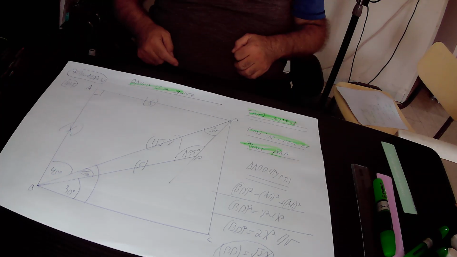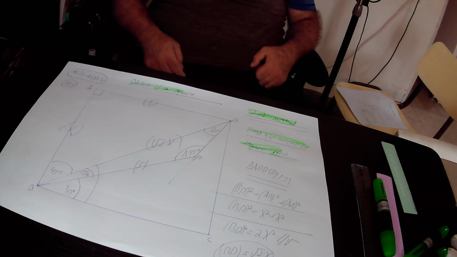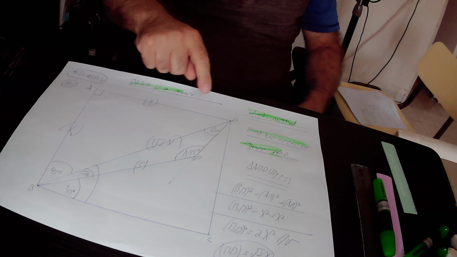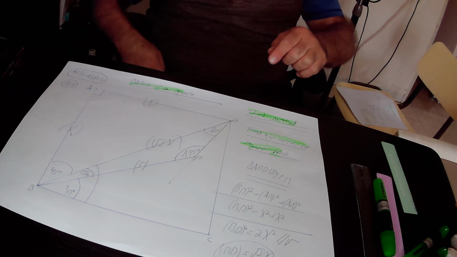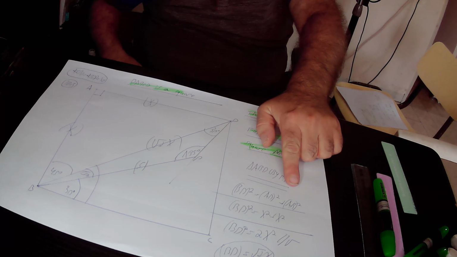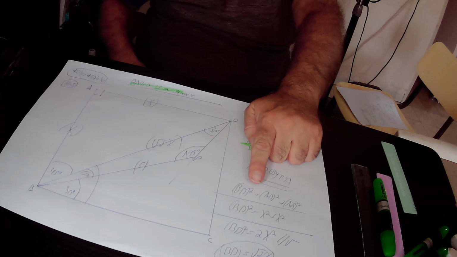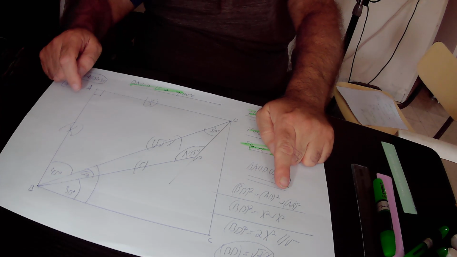According to the Pythagoras theorem, in any right triangle, the square of the hypotenuse equals the sum of the squares of the perpendiculars. So in this triangle DAB, DB squared, the square of the hypotenuse, equals AD squared plus AB squared. DB is the missing side. AD is x, therefore AD squared is x squared, and AB is x, so AB squared is x squared.